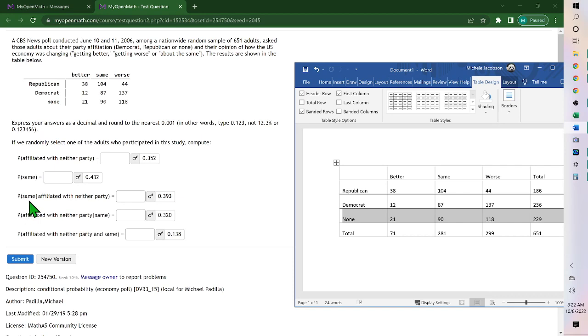We want the probability everything's the same. Same then would be 90 out of the 229. So when something is given, only use that row or that column. In this case, given was no party, and things are the same. 90 divided by 229 will give you 0.393.